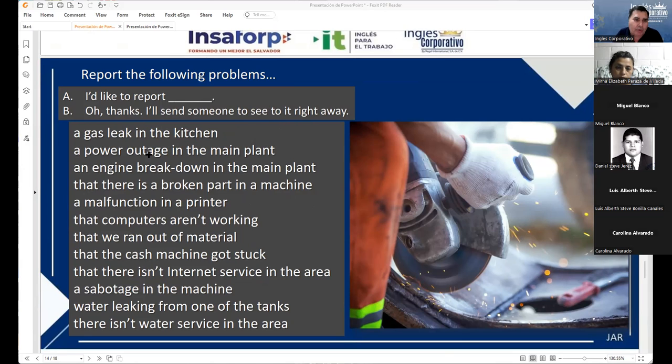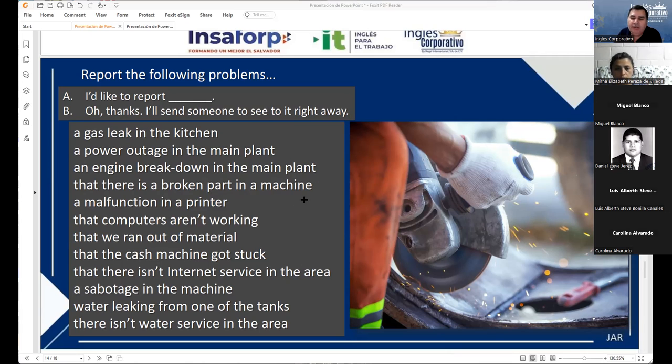A power outage in the main plant. Se fue la luz en la planta principal. A gas leak in the kitchen. Una fuga de gas en la cocina. Okay. An engine breakdown in the main plant. Se arruinó el motor de la planta principal.